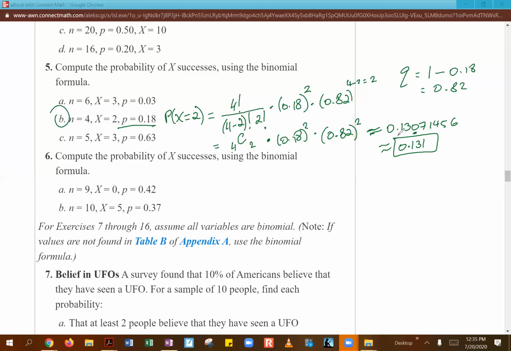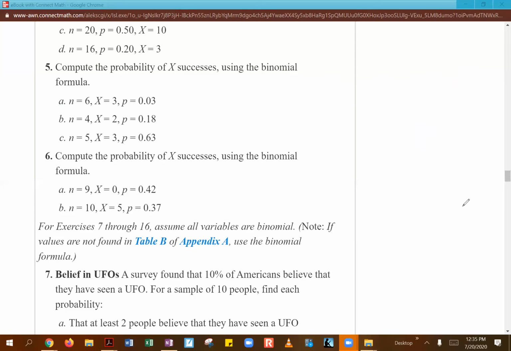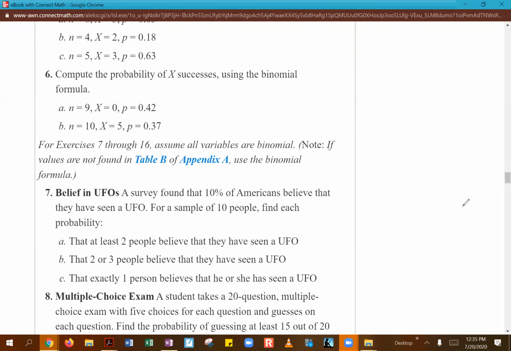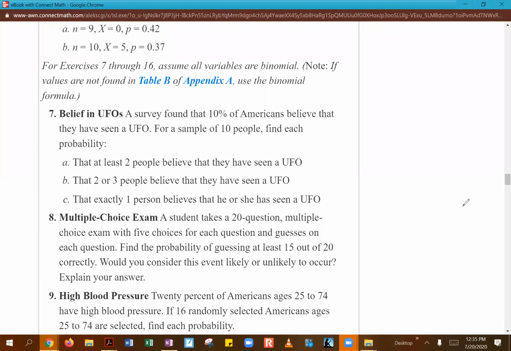So this was just a basic example to get us used to working with the formula and the table. Now let's look at some application examples over here. So let me clear this one out, and let me see which one do I want to work on. How about we do number 8 over here? So your instructions are: assume all variables are binomial. If the values are not found in table B, use the formula.